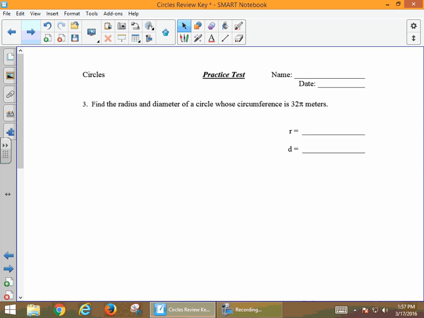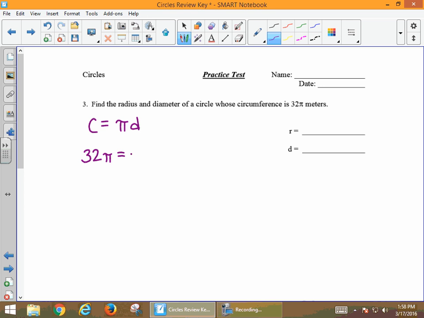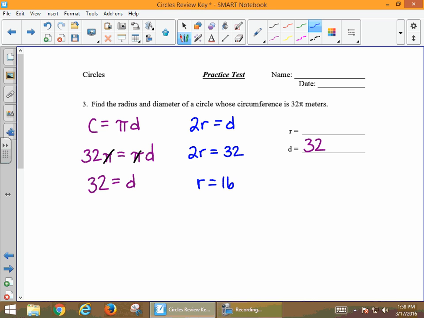Question number 3 says, find the radius and diameter of a circle whose circumference is 32 pi meters. Okay, so the circumference we know is pi times diameter. So if 32 pi equals pi times the diameter, and I divide both sides by pi, I can see that 32 equals my diameter. And I know there is a relationship that it takes 2 radii to equal 1 diameter. And if the diameter is 32, and I divide both sides by 2, the radius has to be 16. So the radius is 16, and the diameter is 32.